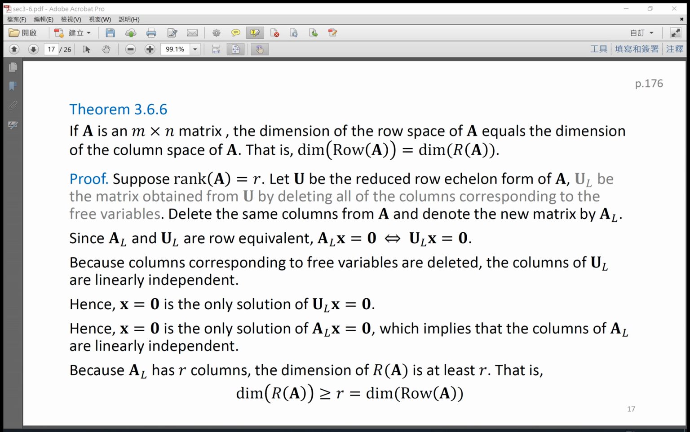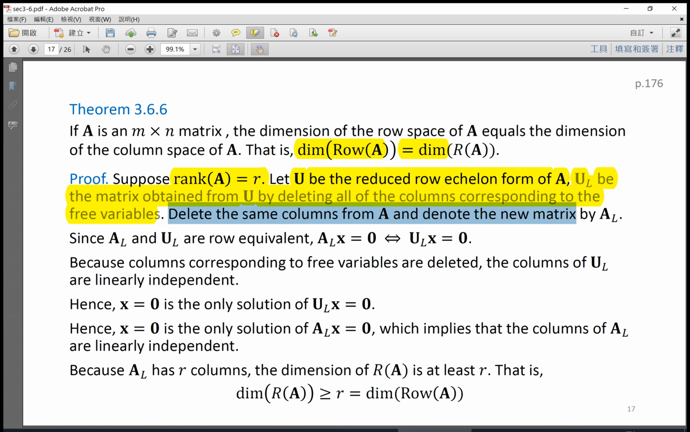Next, we will prove Theorem 3.6.6, which states that if A is an n times n matrix, then the dimension of the row space of A equals the dimension of the column space of A. That is, dimension of row A equals dimension of column space of A. Now suppose A has rank R. That is, the dimension of row A is R, and let U be the reduced row echelon form of A, and UL be the matrix obtained from U by deleting all the columns corresponding to the free variables, and delete the same columns from A and denote the new matrix by AL.